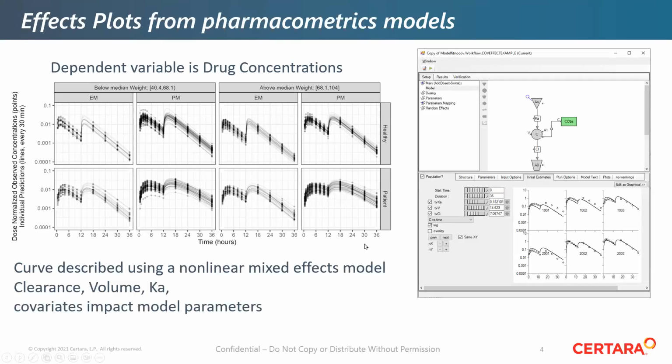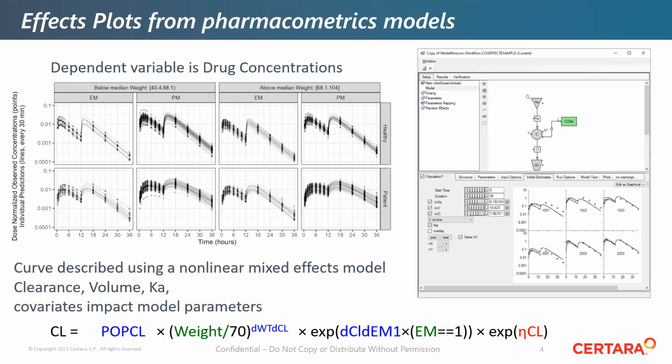And our pharmacometrics models are parameterized. As you can see, we have clearance, volume, absorption constant, and typically the covariates that we use impact the model parameters. So we model concentration, but the covariate won't be affecting concentration. It will be affecting the parameters like clearance and volume. That's to be aware of, especially when you are used to statistical models where the covariate directly impacts your dependent variable.